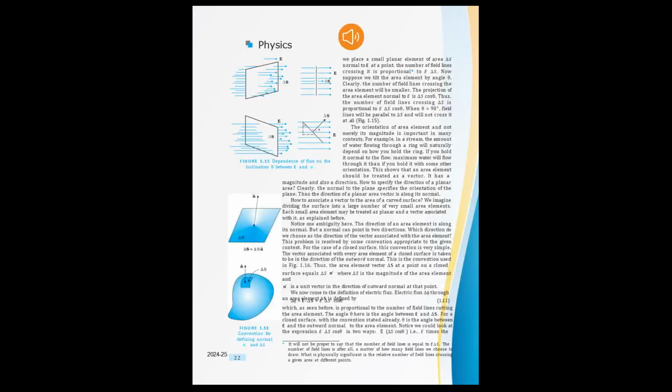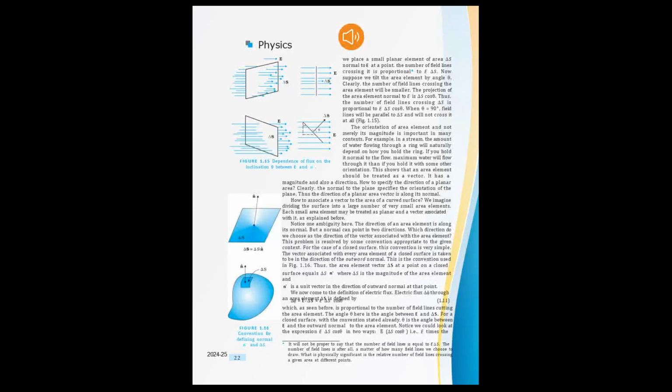The projection of the area element normal to E is delta S cos theta. Thus, the number of field lines crossing delta S is proportional to E delta S cos theta. When theta equals 90 degrees, the field lines will be parallel to delta S and will not cross it at all. That is given in figure 1.15.